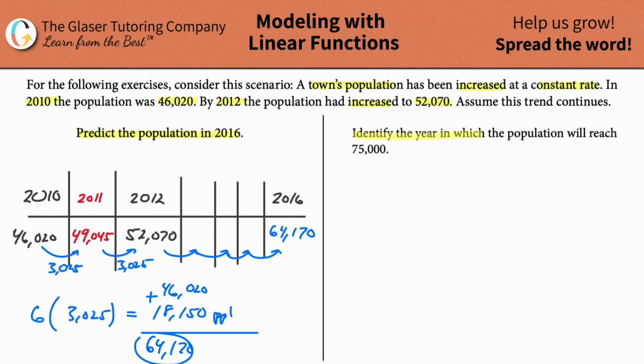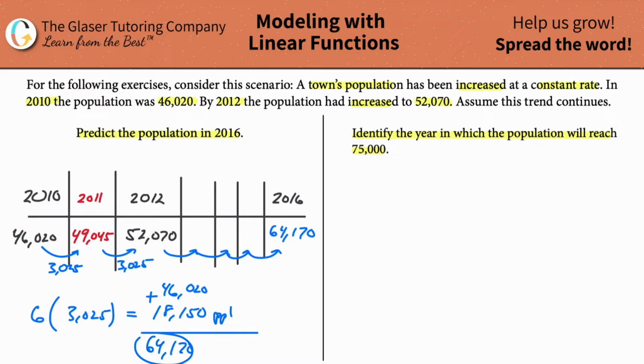So identify the year in which the population will reach 75,000. So this might be a little harder to think about in a pictorial way, using a table, but we can still do it. It's just harder to check. What might be easier at this particular point is to come up with a linear function in order to solve this problem.